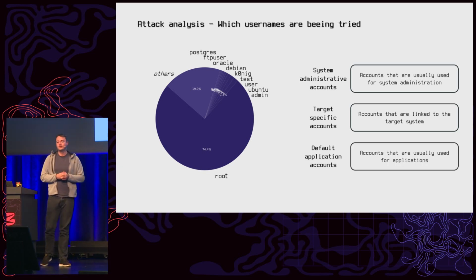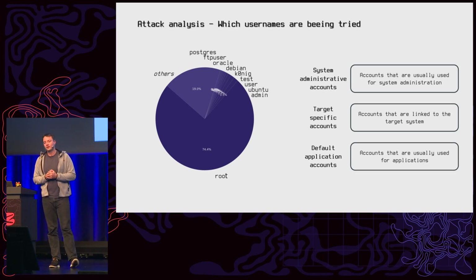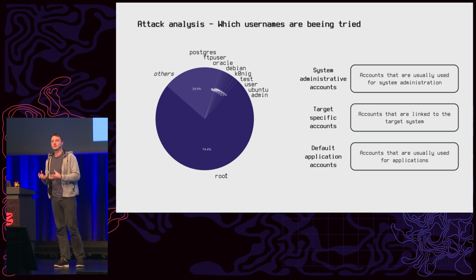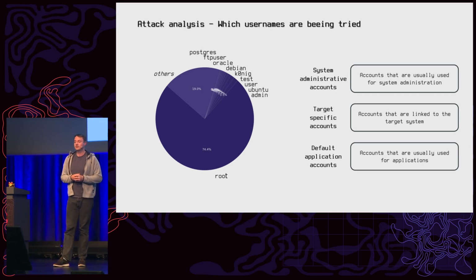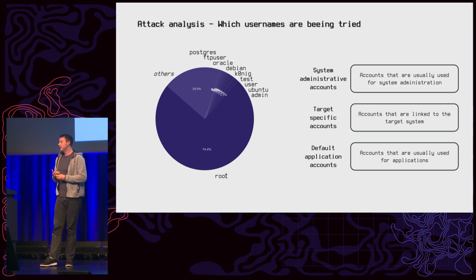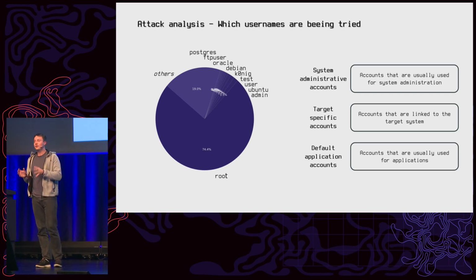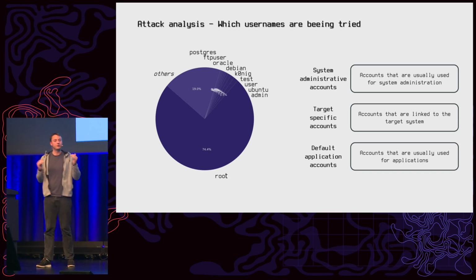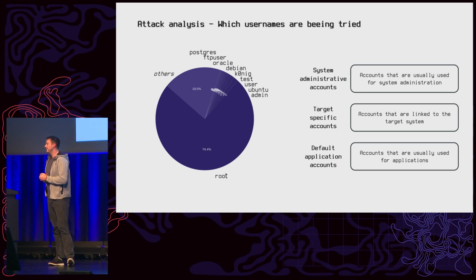Now, the third thing is default application accounts. Everything Postgres, FTP user, Oracle, and so on are user accounts that are usually generated on a Linux system once you install something. By itself, it's very useful and really good that applications run under different user accounts for security, because that makes sure that you have the right permissions for the right apps and so on.